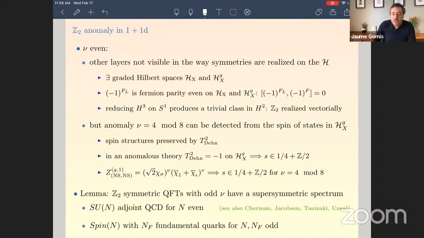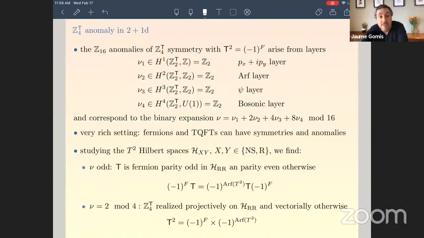No, so I'm talking about the supersymmetric spectrum on the torus, always. So now let's consider the case of topological superconductor symmetry: theories in 2+1 dimensions that have a time reversal anomaly of this type. Now, in this case, we have 4 different layers, and again, the different layers come from this binary expansion.